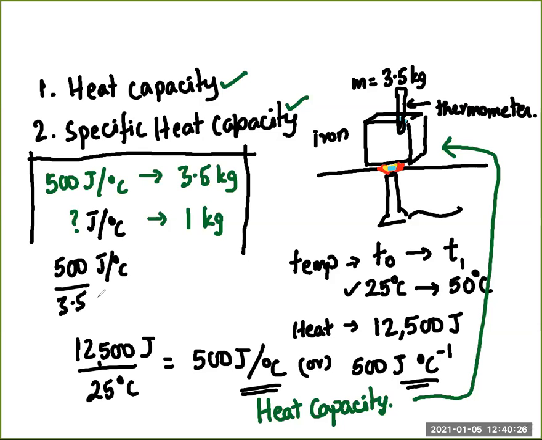And approximately, can you tell me what is the answer to that? 142.85. And here again, it's joules per degree Celsius per kilogram. Okay, I hope that part is what you are able to appreciate.